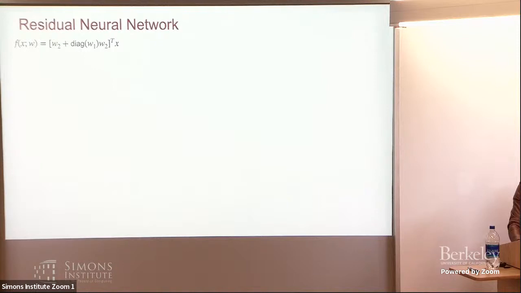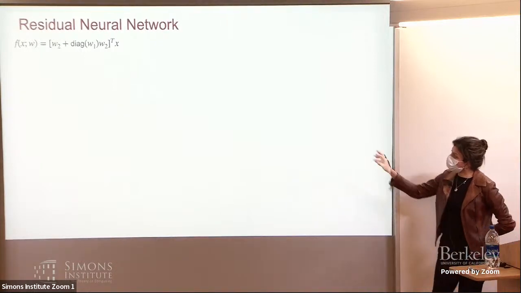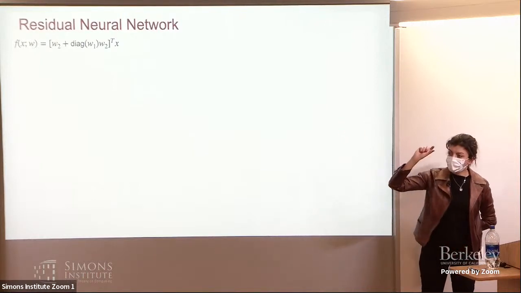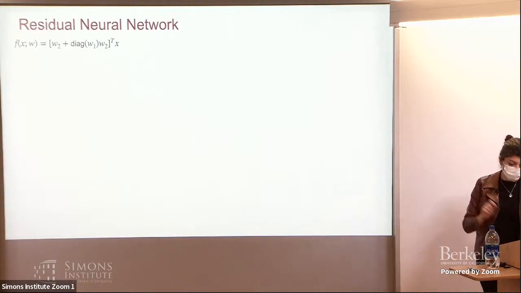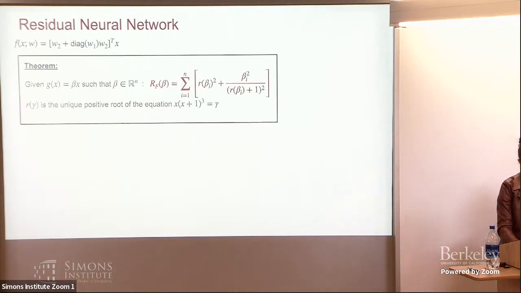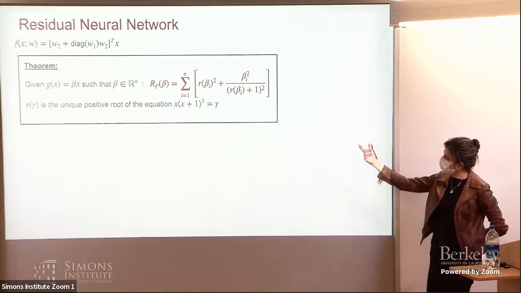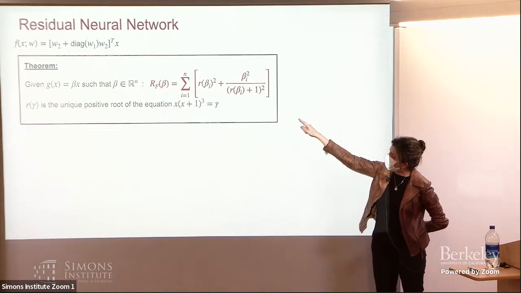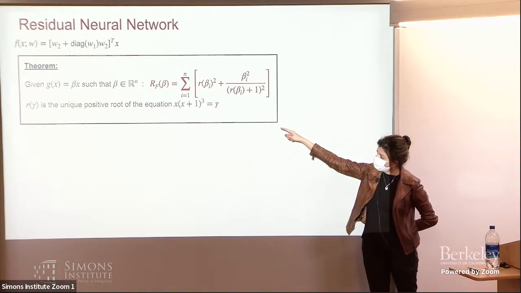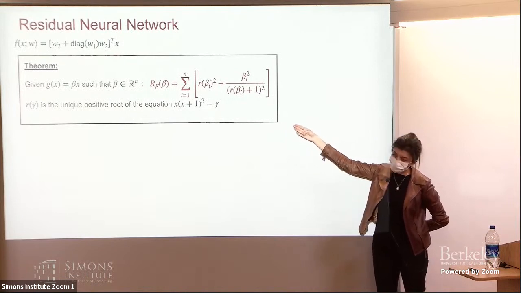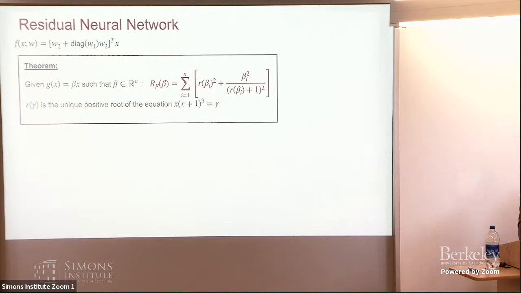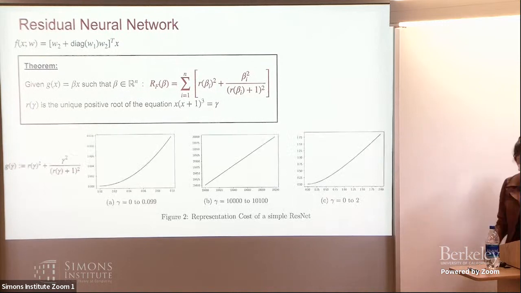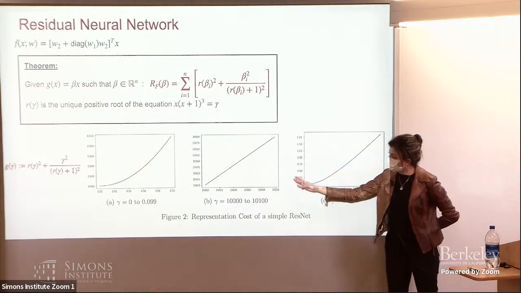There is a simple and kind of interesting example which looks at this network, which is just a summation of a fully connected one-layer network plus a diagonal two-layer network. And then we showed that the representation cost of that is just going to have this form, where R of beta I is the unique positive root of some equation. So this is a very implicit form of showing the representation cost. But then we could show it for different values of beta I.